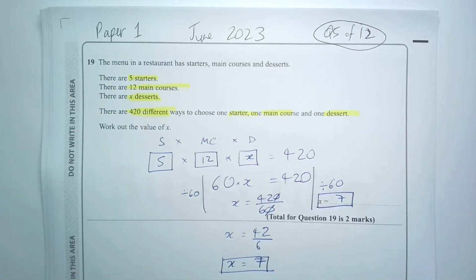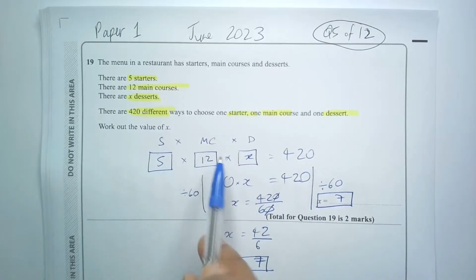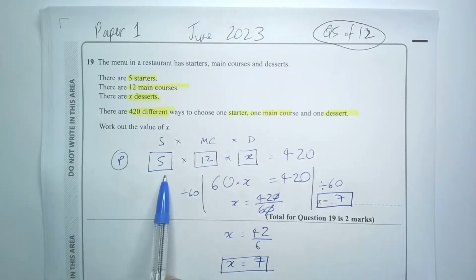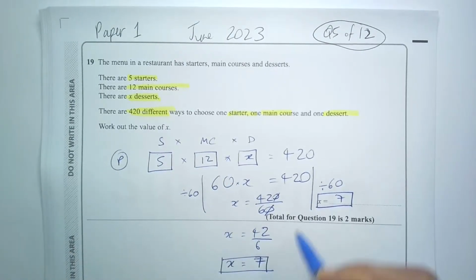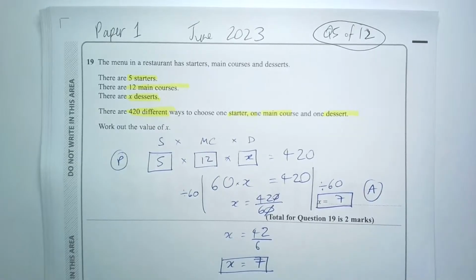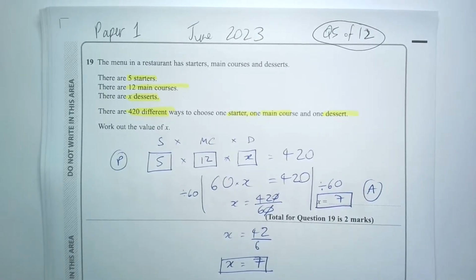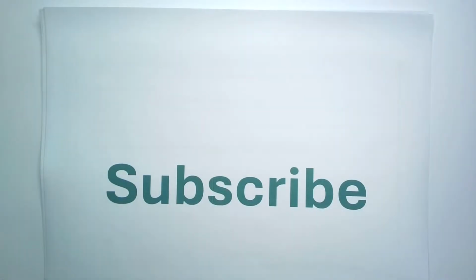And so with this one, we have a process mark here again. So having something like this, you have a process mark, and then we have an accuracy mark for your final answer. So hopefully you got that right. Well done if you got that right. Let's go to the next question.